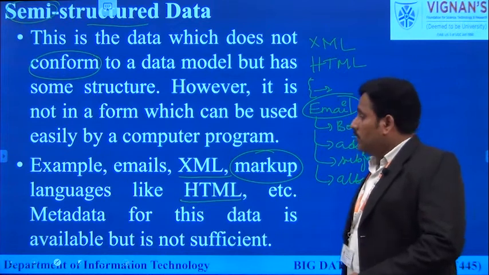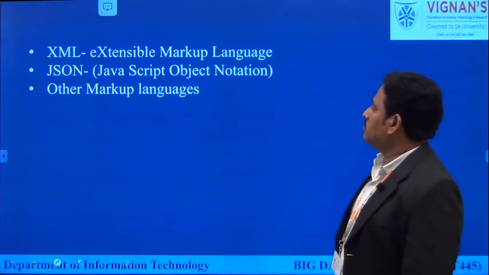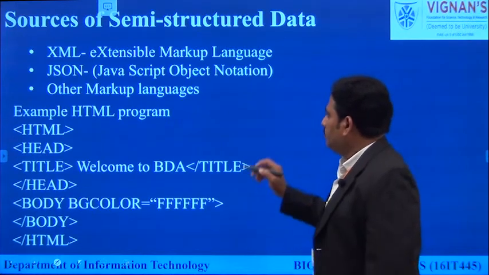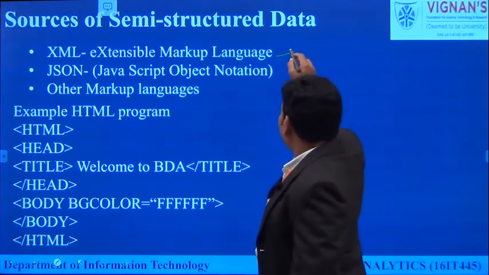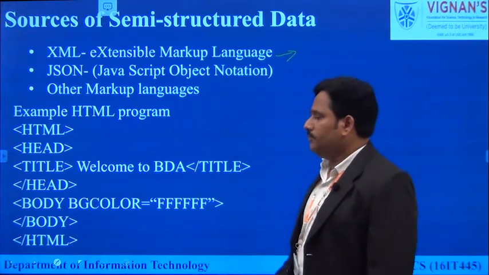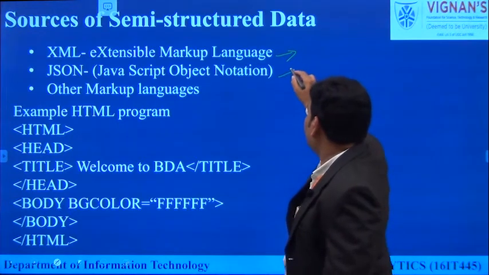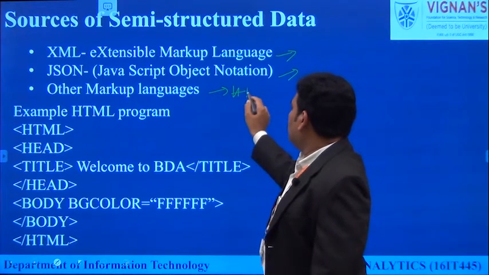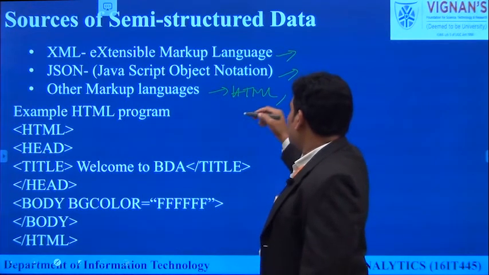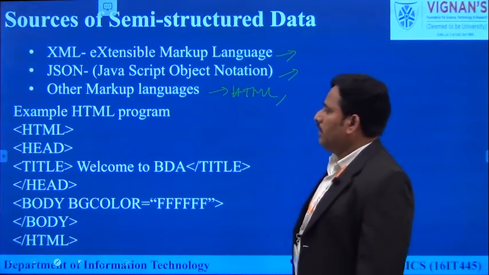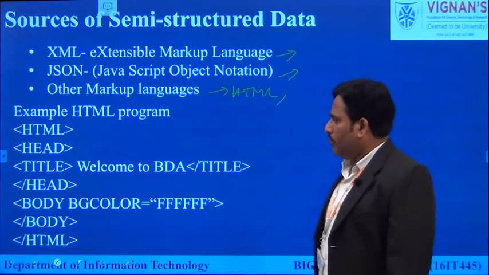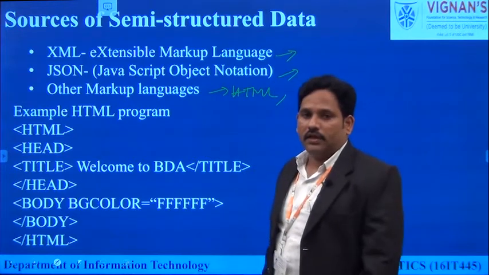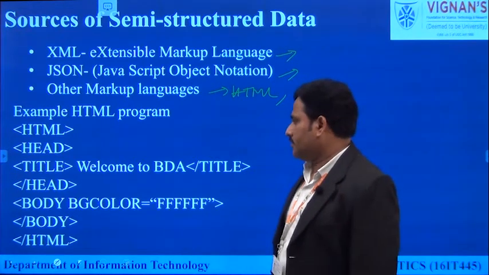Now we'll see the examples of semi-structured data, like Extensible Markup Language, that is XML, JSON, JavaScript Object Notation, and other markup languages like HTML, DHTML, or HTML5. Now we'll see a small example program, to see how we can call it a structure and how we cannot call it a structure.